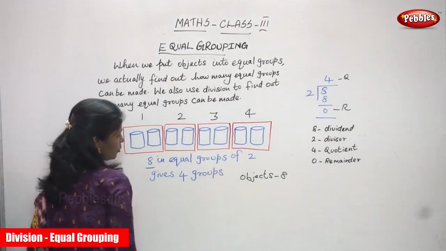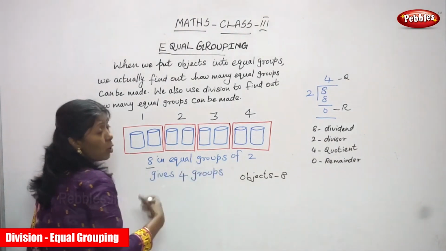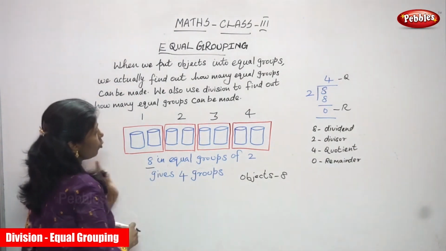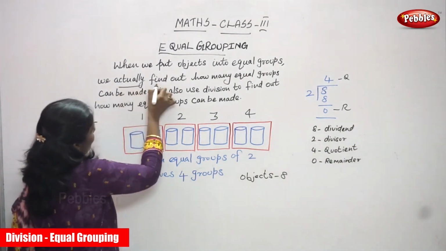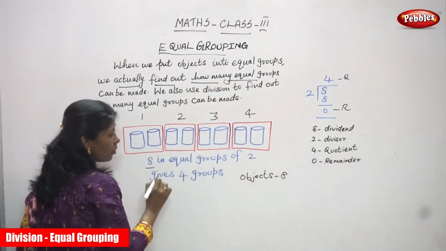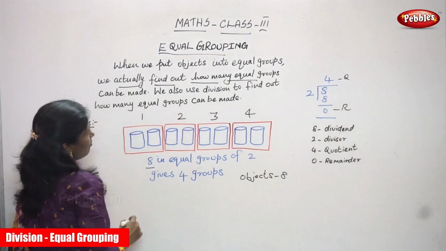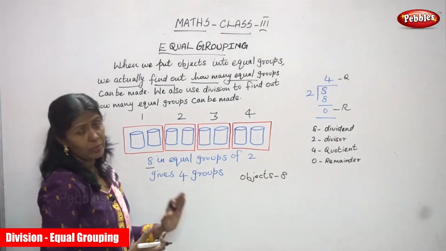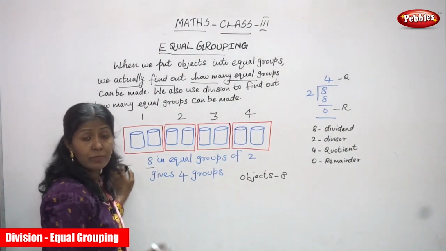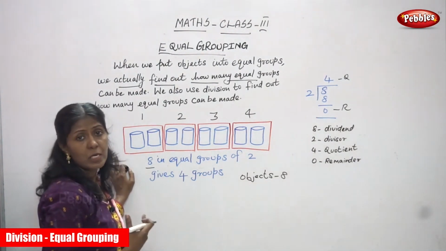That is what? 8 in equal groups of 2 gives how many groups? So how many groups did I get? I got 4 groups. That is what we actually find out: how many equal groups. So I got 4 equal groups. That is how we can make 4 equal groups. So for this purpose also we use division, but it is equal grouping.